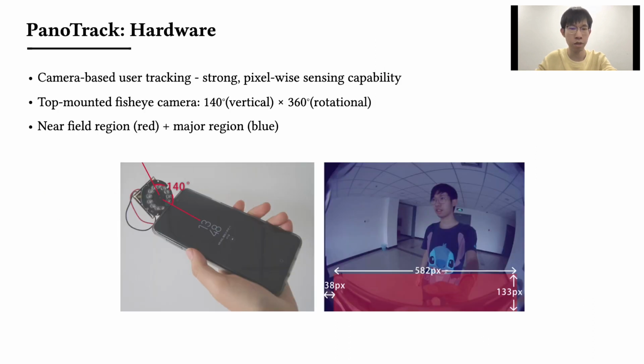This is our hardware prototype. We install the fisheye camera on the top of the phone to enable panoramic vision. The red is the near-field region for hand gesture recognition, and the blue is the major region for user tracking.